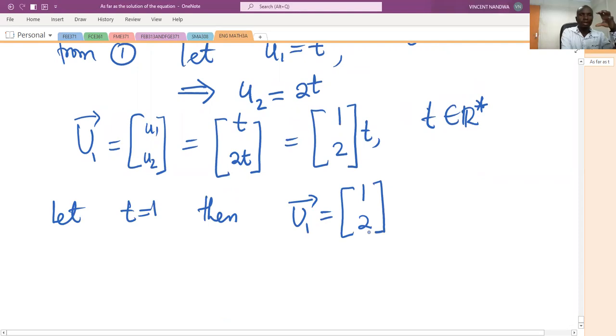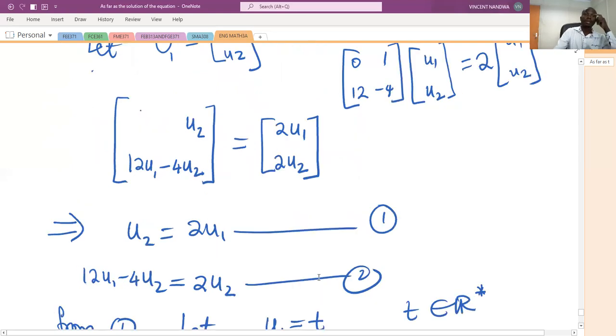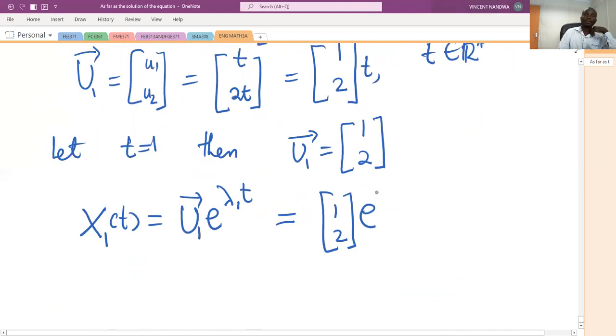Now, once you get the eigenvector for lambda 1, then you get the corresponding solution. So x1 of t is usually given by U1 e raised to the power lambda 1 t. So this will be 1, 2, and then e raised to the power lambda, in this case 2, so 2t. Call this one star.